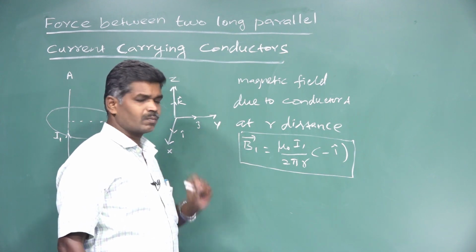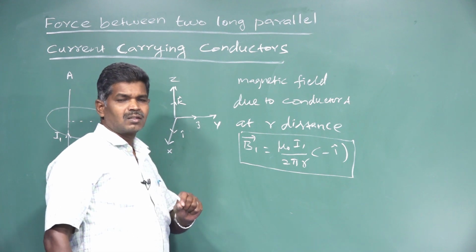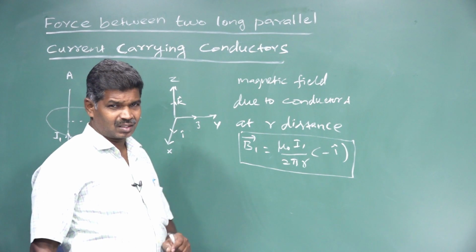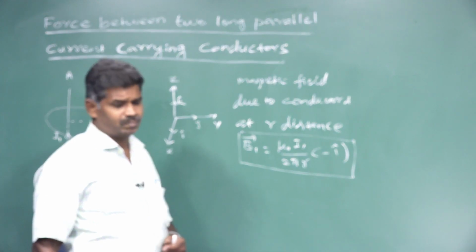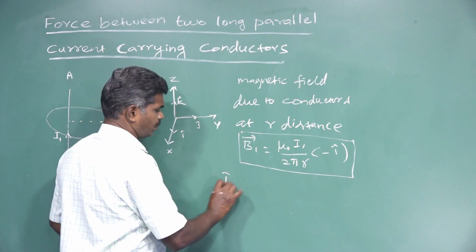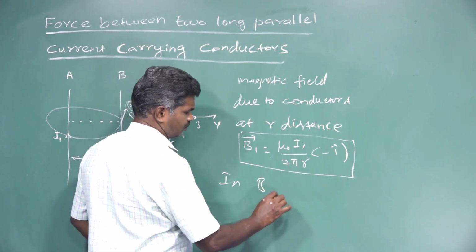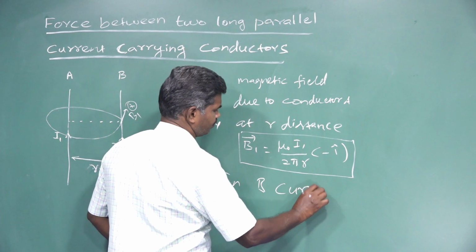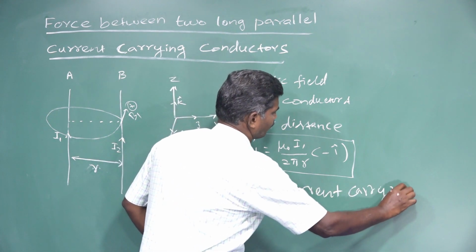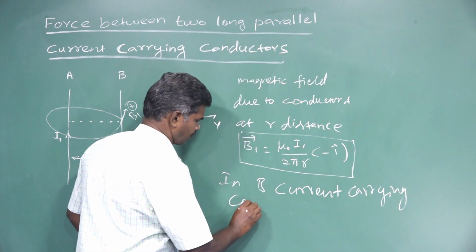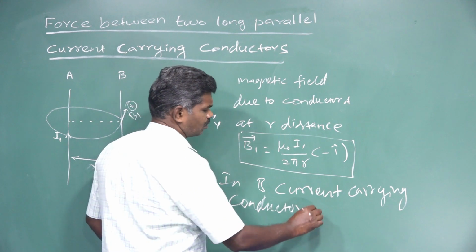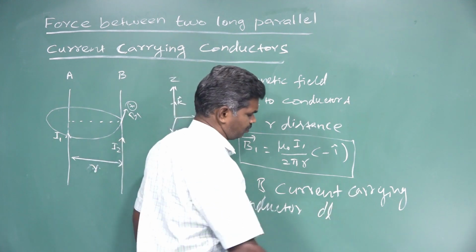At this place, we are going to place the second current carrying conductor. The current carrying conductors are infinitely long. In the B current carrying conductor, a length dl is going to be taken.